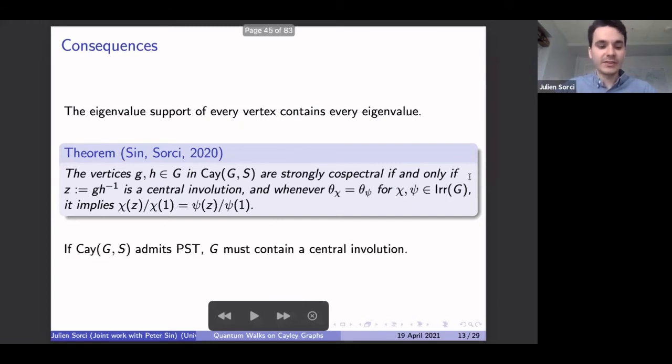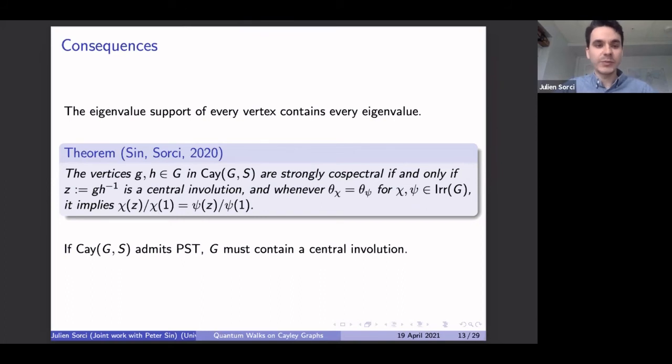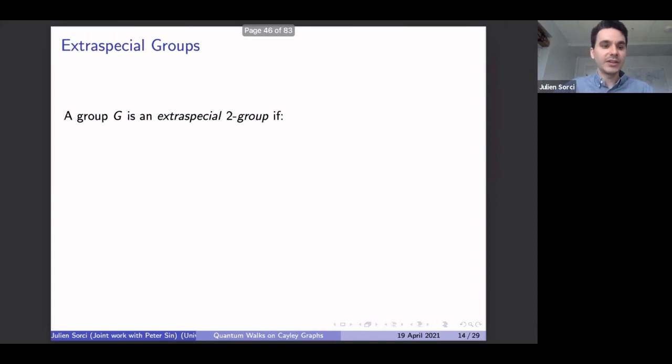And now one of the important things here that jumps out at us is that if we're going to find a normal Cayley graph that admits perfect state transfer, then our group should contain a central involution. And so this motivates us to a certain family of groups. Namely, we decided to look at the extraspecial groups. So let me give you some background on them, and then we'll start looking at their Cayley graphs.